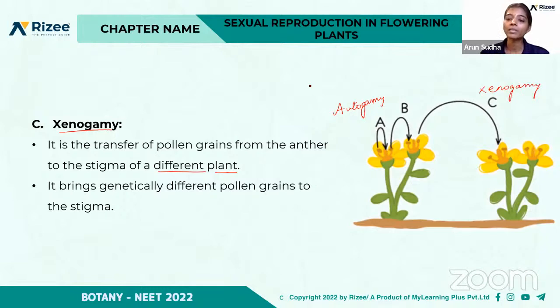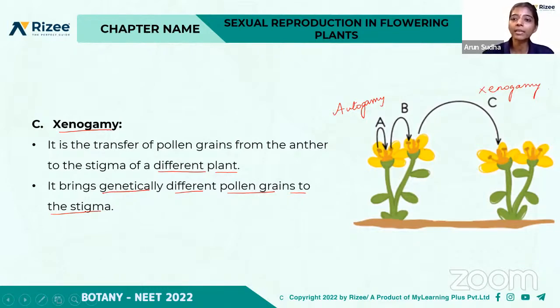Okay, so it is the transfer of pollen grains from anther to the stigma of a different plant. So it brings genetically different pollen grains to the stigma, so it leads to variation. Here they are within the same plant, but in xenogamy, it brings genetically different pollen grains to the stigma. Okay, I hope you are clear with the types, right?